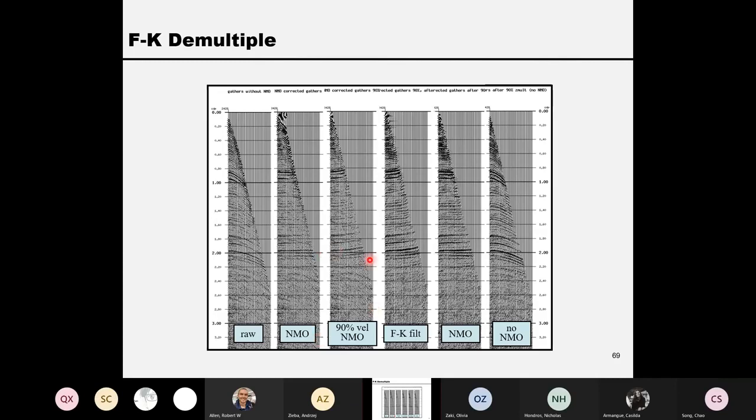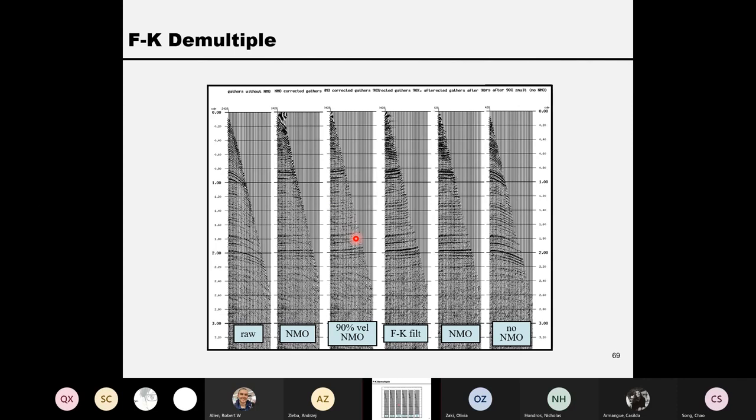In this case, I showed 90% of the true NMO velocity, okay? You can see this is overcorrected, and even when overcorrected, you still have events in this way. Those are the multiples. These are the multiples here, okay?